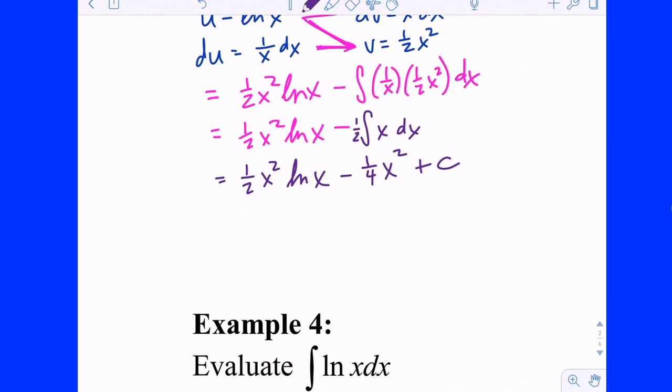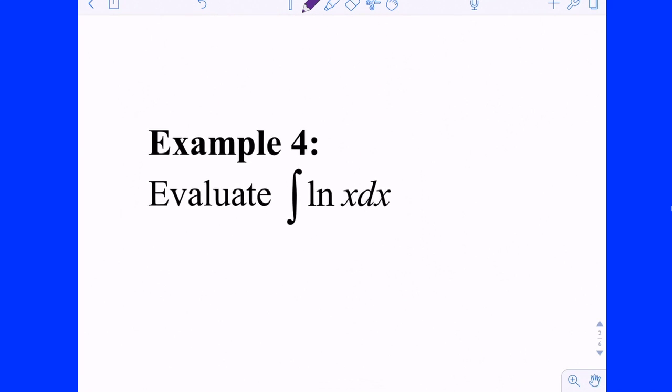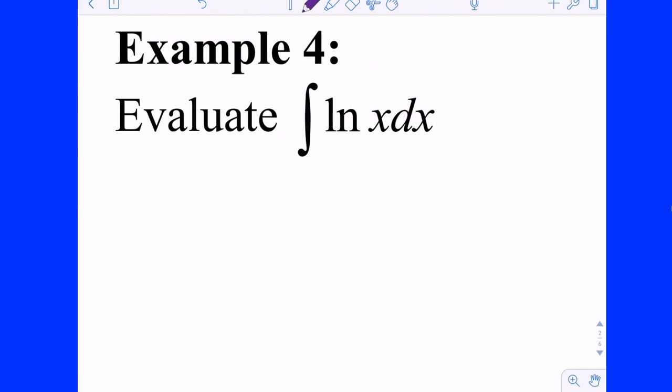Okay. I'm wondering what the antiderivative of plain old natural log of x is. Would that be one worth memorizing? You think it shows up enough? Go ahead and find it on your own.